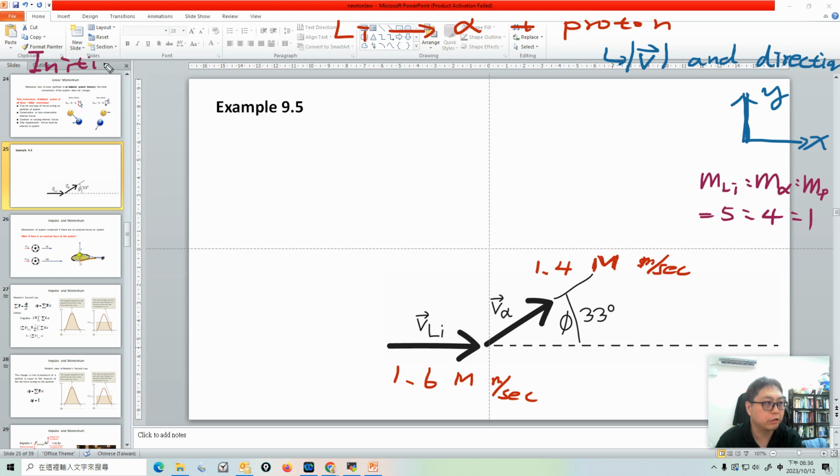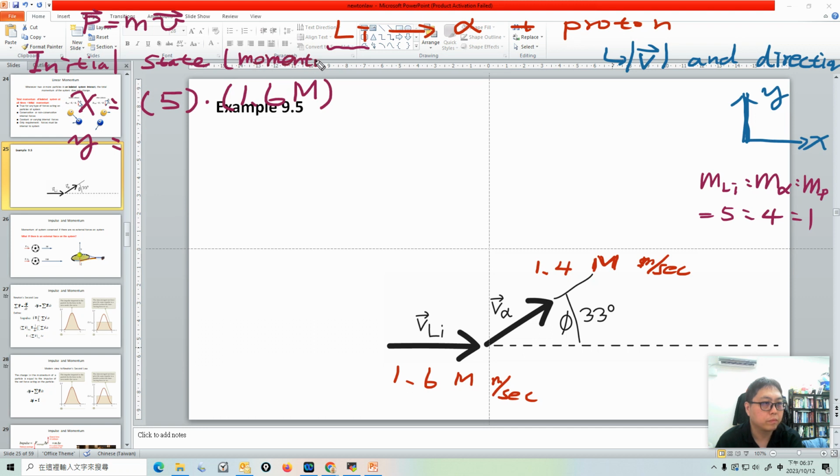So, momentum conservation. In the initial state, we just have the Li, and then after some certain interaction, it splits into two different particles. So in the initial state, we only have Li. What's the x component? Its momentum is mass times velocity. I hope you remember that momentum is mass times velocity. The mass of Li, let's assume it's 5, and its velocity is 1.6 million.